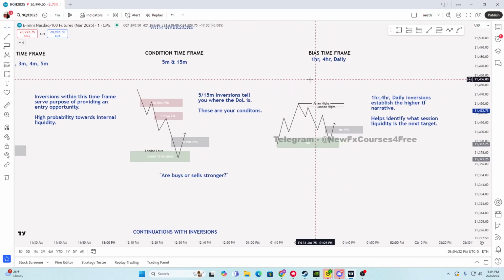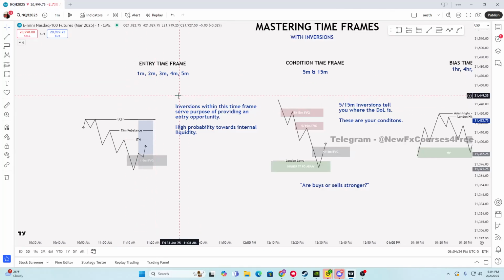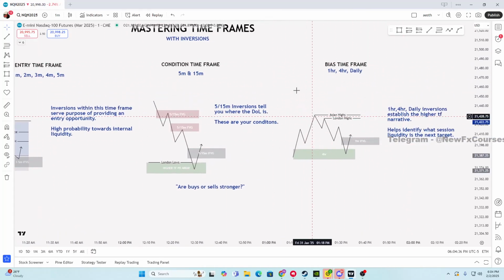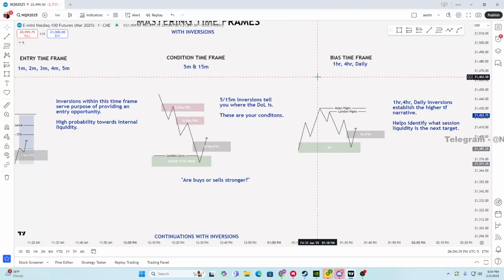Don't just go into the hourly and then drop into the fucking 1 minute. You got to use time frame alignment. It is so important, and this is how you get super consistent results, because you want to wait for price to align across all time frames to generate the highest probability trades.